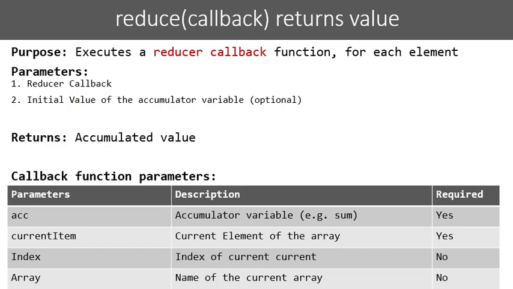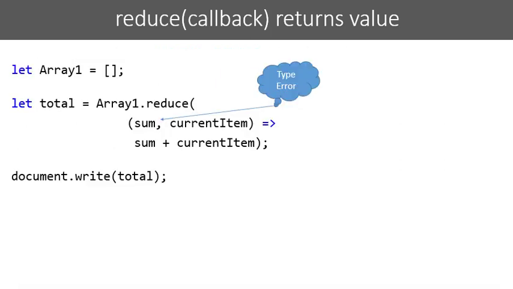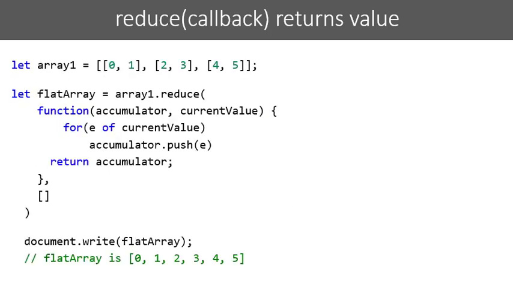And the reducer callback function accepts four parameters. The first two are the accumulator variable and the current item, and these are the required ones. All other parameters are optional. So here the array1 is empty, so there is no value to initialize the accumulator variable. It will throw a type error. Here the initial value is provided and now the code works fine.